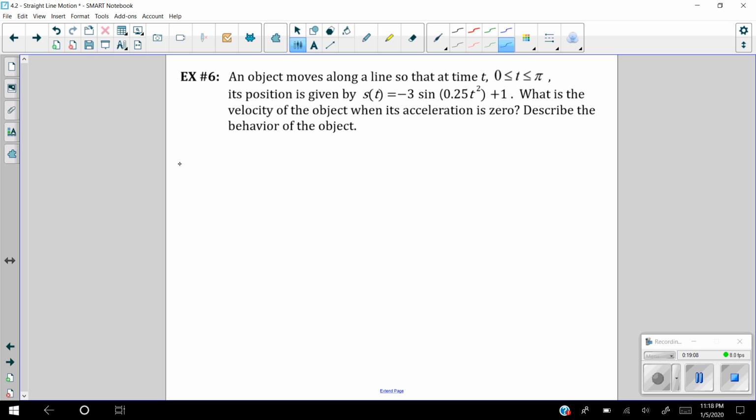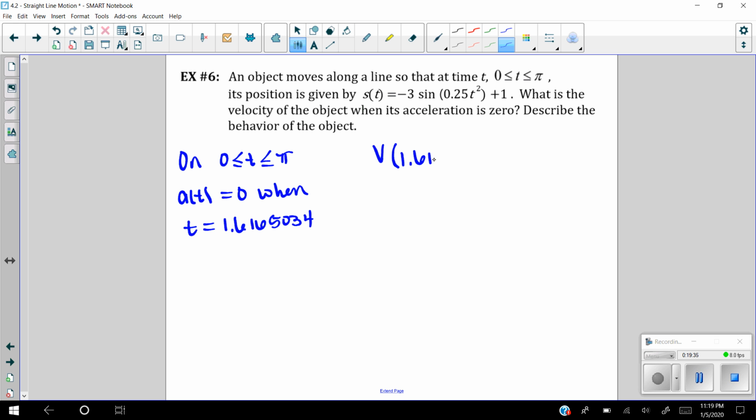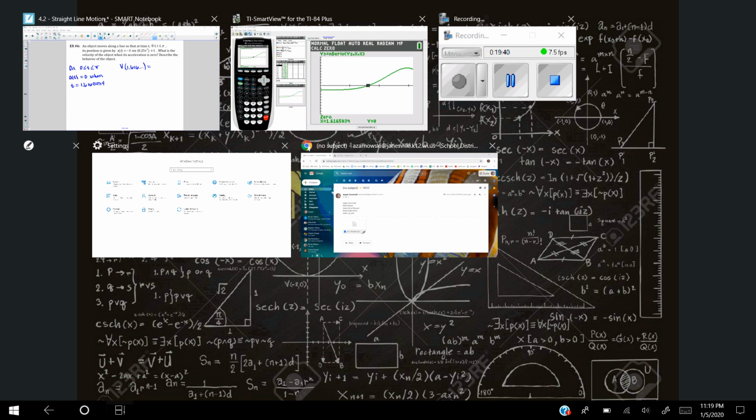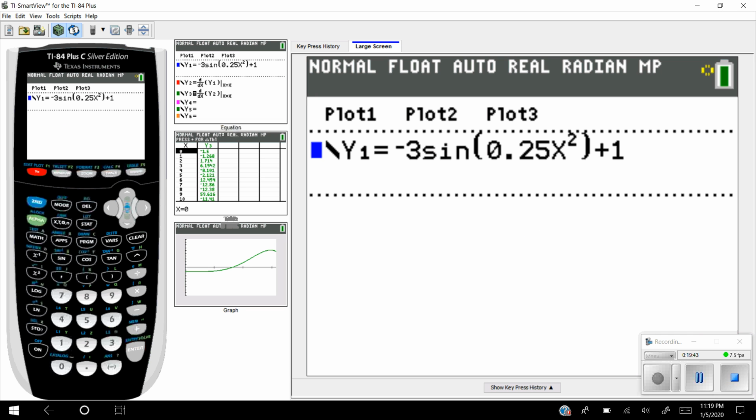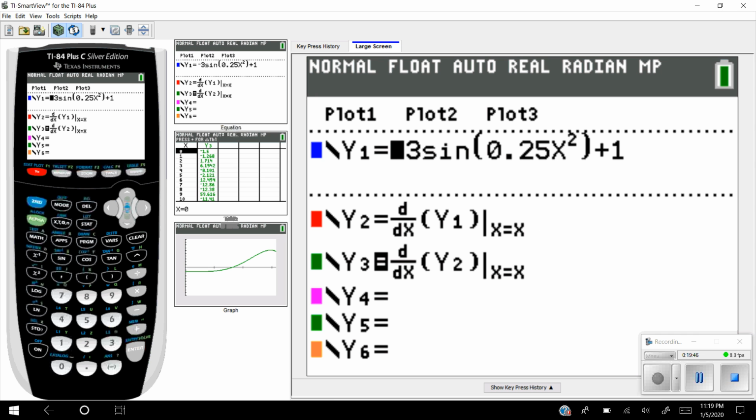So on the interval 0 to pi, acceleration equals 0 when t equals 1.6165034. So we want to know what the velocity at this time is. So velocity at 1.616 is, now I'm going to go back to the calculator and remember that in y1 we have the position function and y2 is the velocity function.